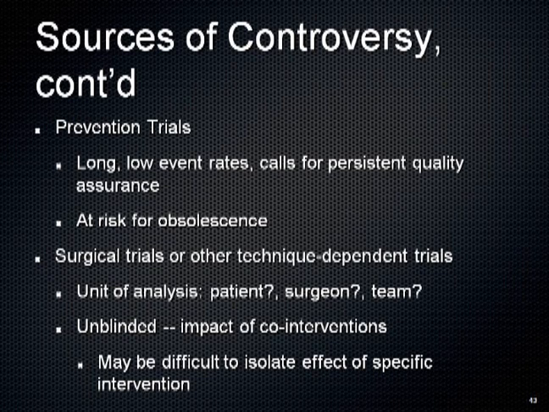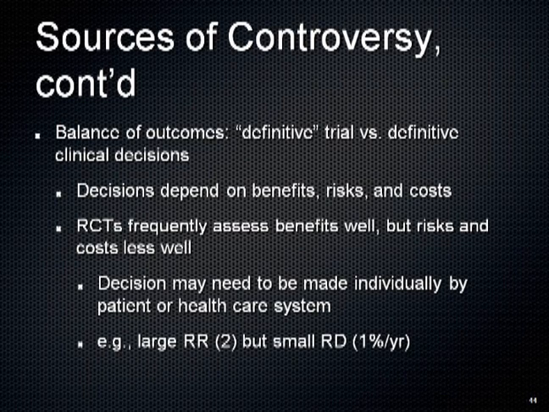For prevention trials, they have long studies with low event rates. It's kind of hard to keep them going at high quality, and they are at risk for obsolescence. Surgical trials, what's the unit of analysis? Is it the patient? Is it the surgeon? It's the team. We do health services research studies to look at volume outcomes ratios. We've certainly established that for complex procedures, it's better if you do a lot of it, but what's really causing it? If they're unblinded, we talk about the impact of co-interventions, as we've described earlier.